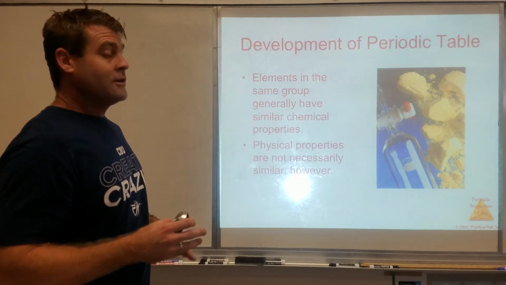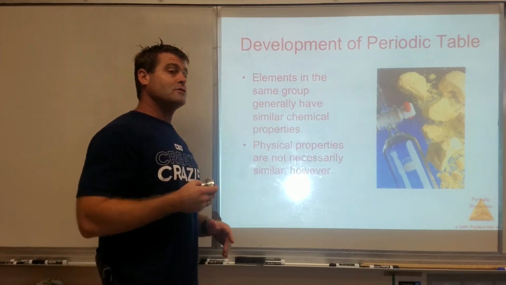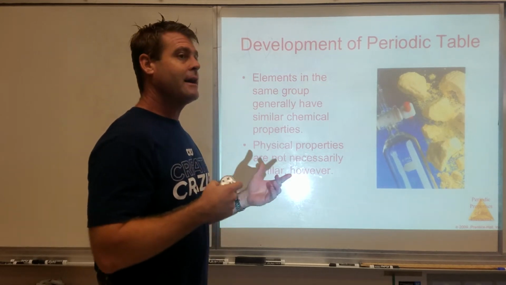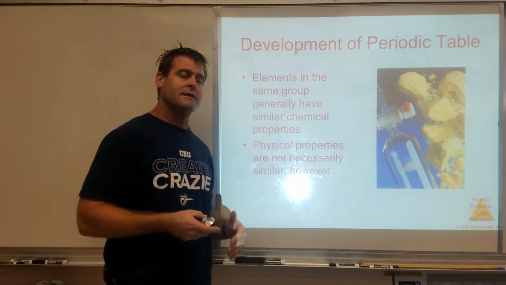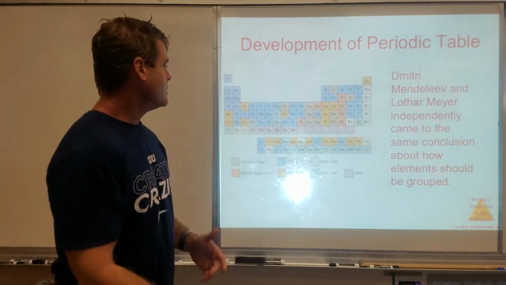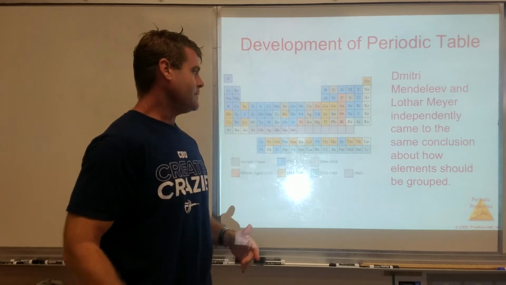Periodic table developed back in the 1800s. It says they're organized more so on chemical properties. That is how they react with other atoms, not so much physical properties like melting points, boiling points, things like that. So this is kind of showing when different elements were discovered.